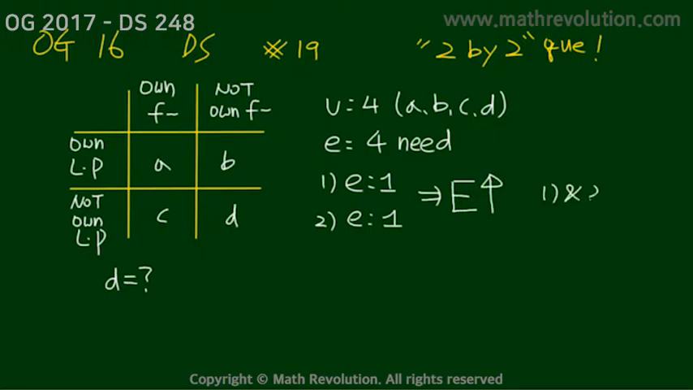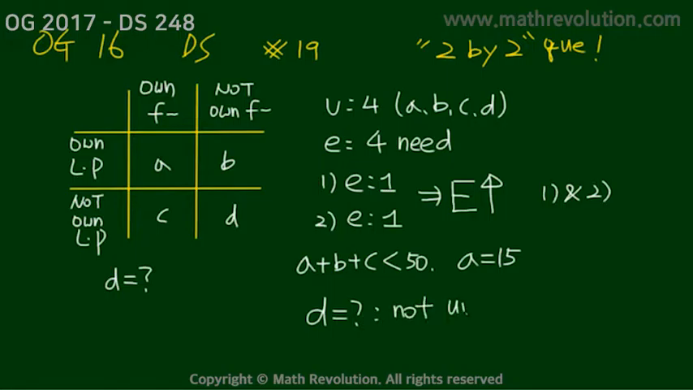So I'm going to use both the condition 1 and 2. The condition 1 states A plus B plus C is less than 50. And the condition 2 gives us that A equals 15. So we cannot obtain a unique answer for D. Not unique. So the conditions become not sufficient, and the correct answer choice becomes E.